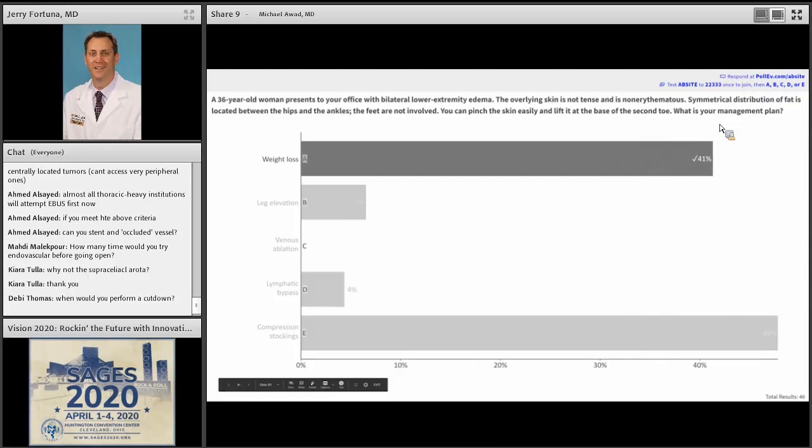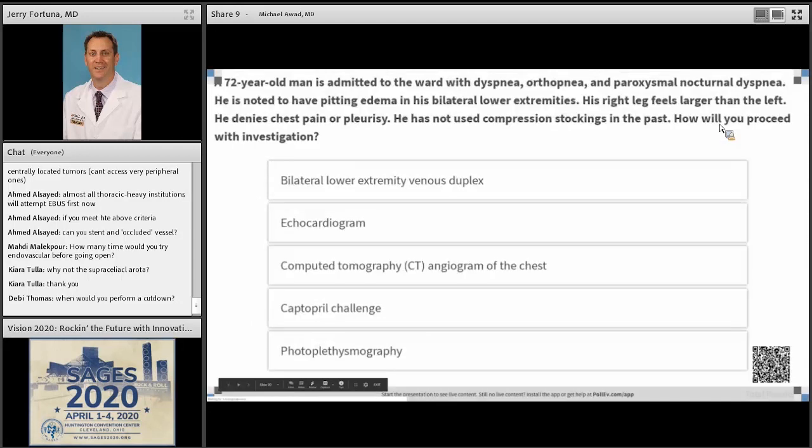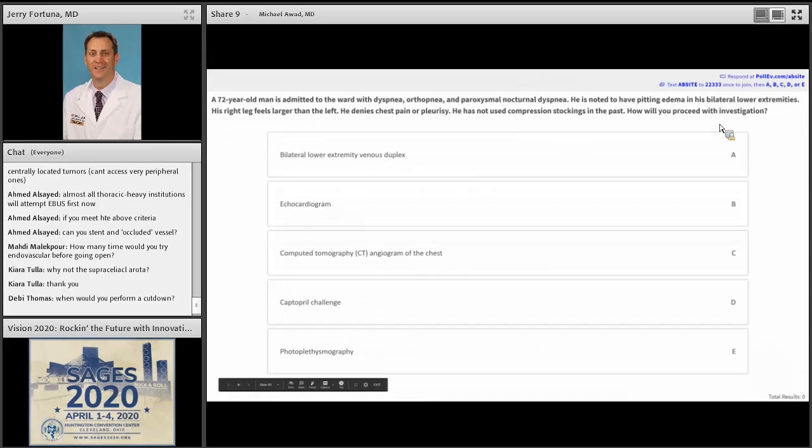Okay, this one is really tough in that what they're trying to do is tease out the difference between lymphedema and lipedema. They give you the information you need right there, which is pinching the skin easily and lifting it at the base of the second toe. This is called Stemmer's sign, and its absence is pathognomonic for lipedema. And so the only answer that's correct on this is A.